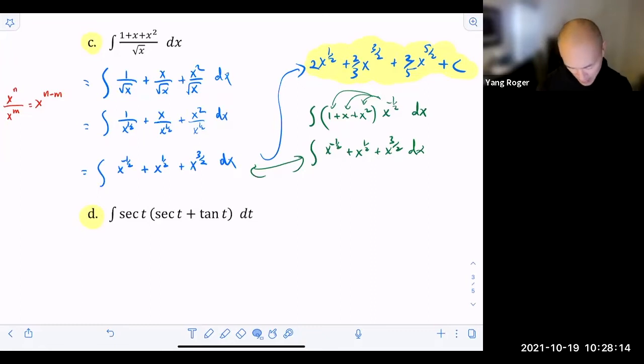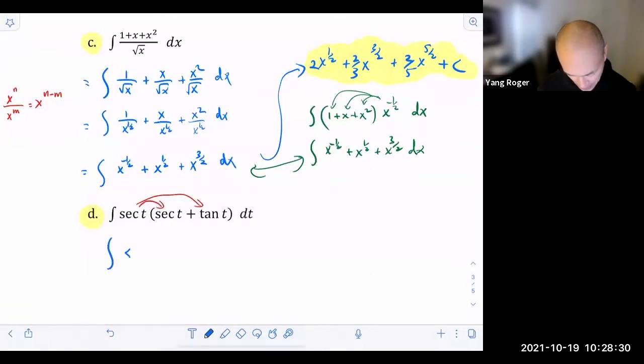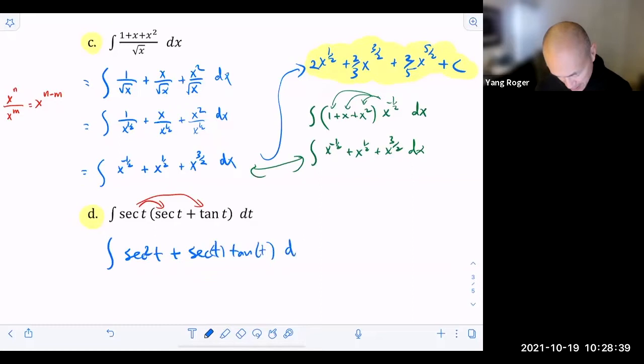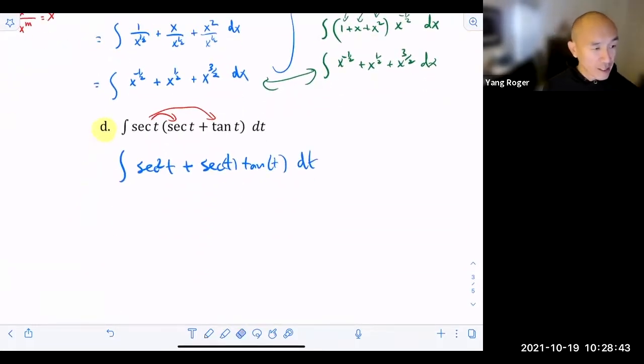Anybody? Well, how do I want to change the way this guy looks so that I can make it easier? Distribute is right. So come over here, distribute like so. And then you're going to get the integral of secant squared t plus secant t tangent t dt. And now these are two of our common trig derivatives, right?